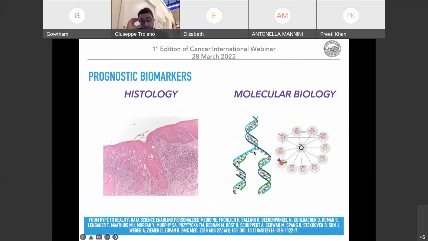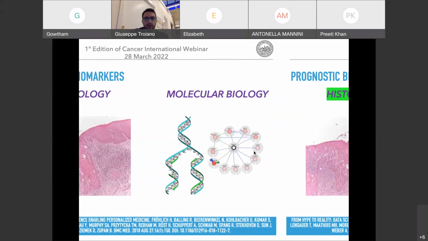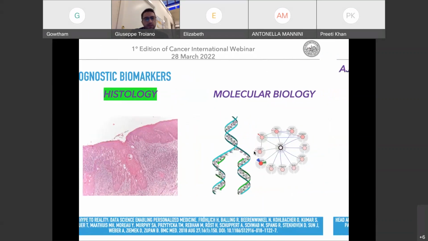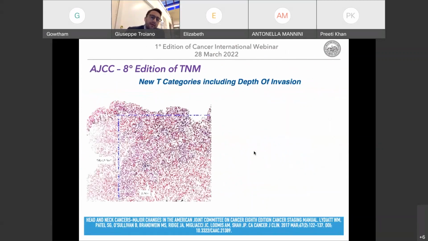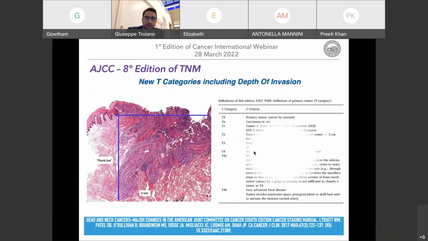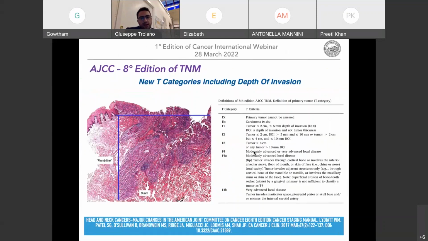Mainly, I tried to categorize different kinds of biomarkers and the prognostic biomarkers. Mainly we have histological biomarkers that we already use in our clinical practice, and molecular biomarkers, molecular biology, that we hope will soon enter clinical practice. But today they are still not present in clinical practice. Focusing on the histological biomarkers, the most important is still considered the stage at the time of diagnosis.